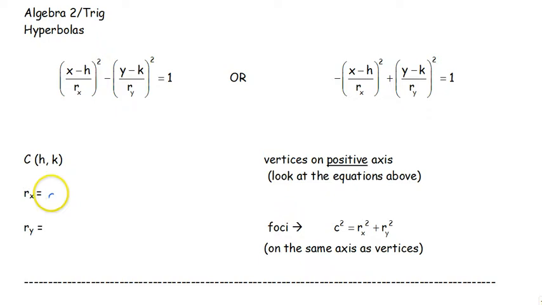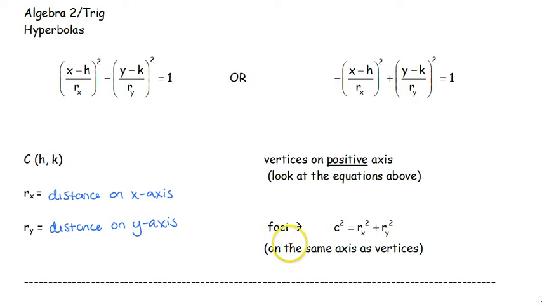r of x is still going to be the distance on the x-axis. And likewise, r of y is going to be the distance on the y-axis. When you decide where to put the vertices, you are always going to put them on whichever axis is positive. So again, when you look at the equation, the first one, the vertices would be on the x-axis because that's the positive one. And our second one, the vertices would be on the y-axis because that is the positive one.